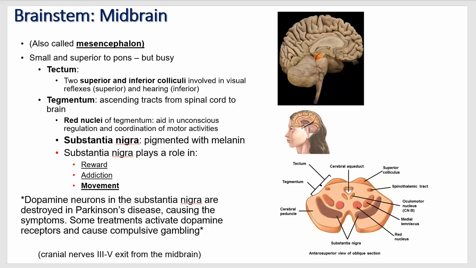Midbrain. So if we go up a little further, we get to the midbrain. It's a small area and pretty specialized, superior to the pons, but it's a busy area. There are two superior and inferior colliculi involved in visual reflexes, so being able to maintain a straight ahead gaze even though your head is moving. You've got communication with your vestibular system and muscle control, and it's monitoring that, so you can automatically keep your eyes fixed on a point even though your head is moving, and that's something you don't have to think about.